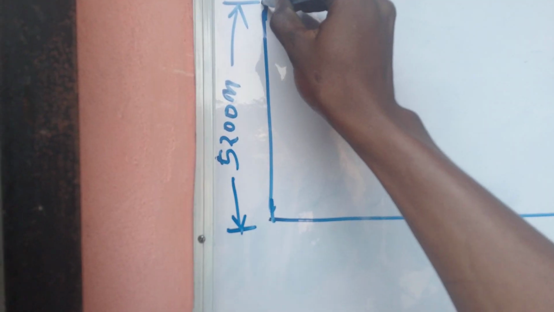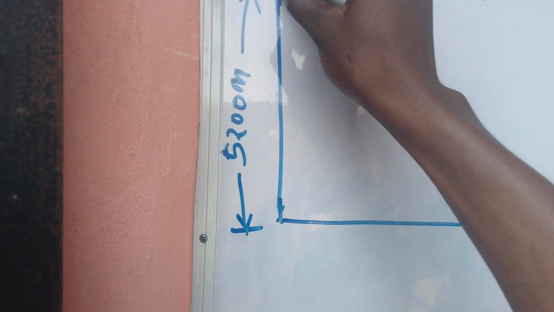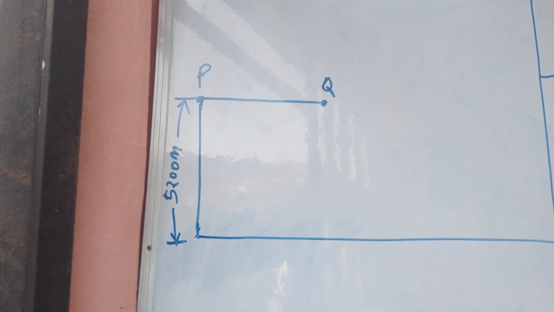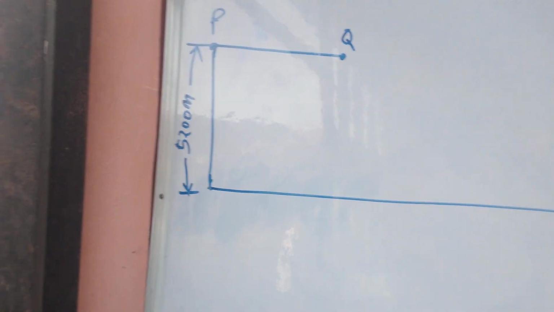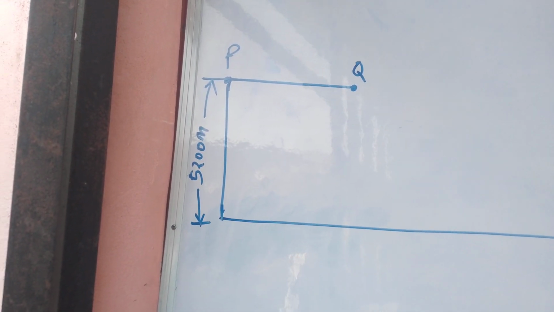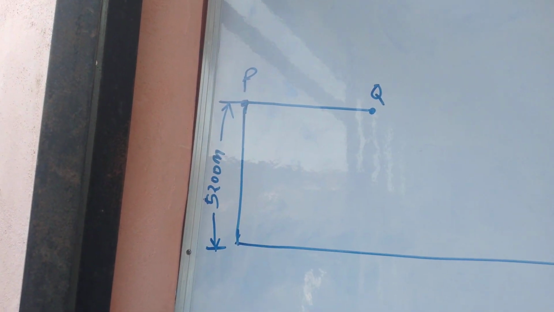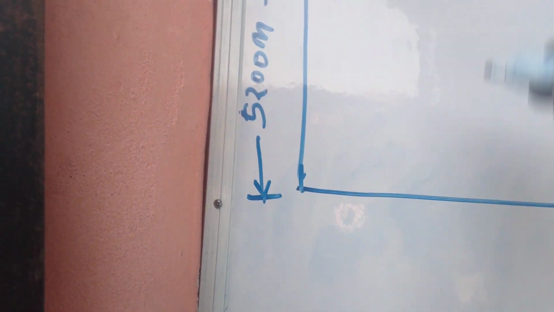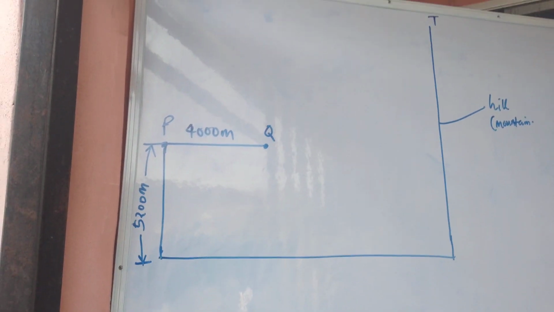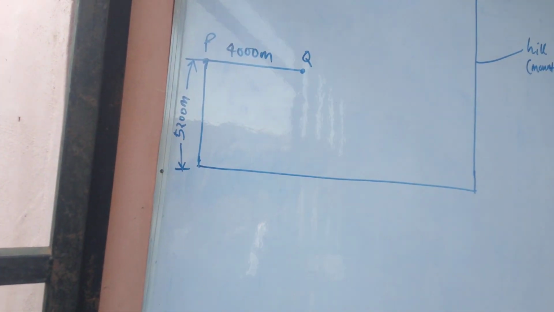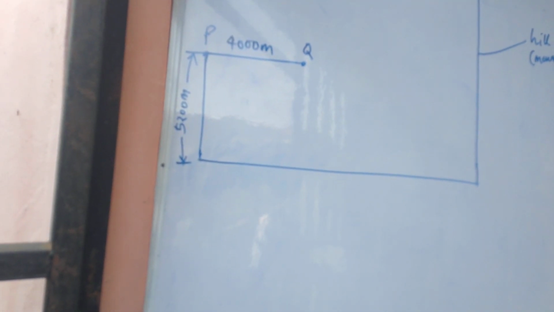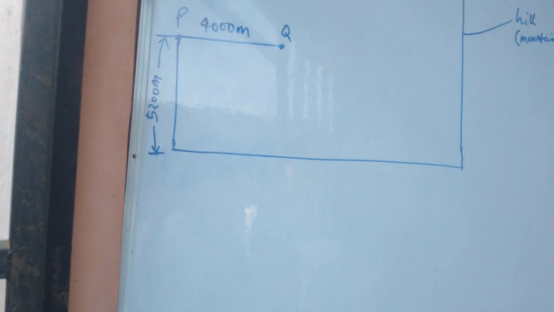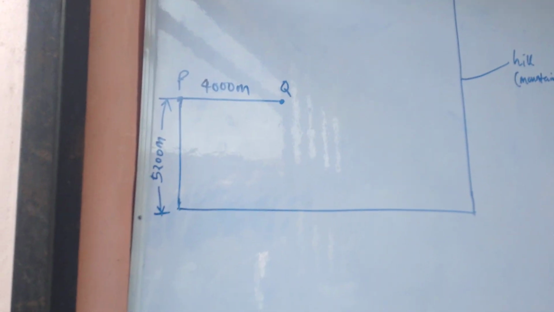And we are also told that P and Q are on the same horizontal level. So point P and point Q are on the same horizontal level, and the distance between P and Q is 4,000 meters. The distance PQ is 4,000 meters, so I will indicate that. Now they said the angles of elevation of P is 15 degrees and that of Q is 35 degrees, respectively.